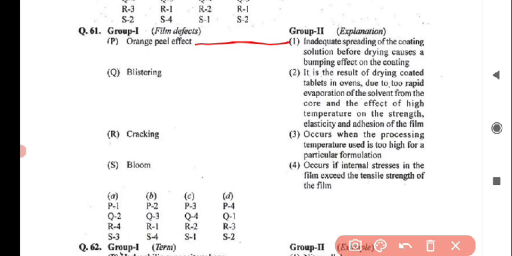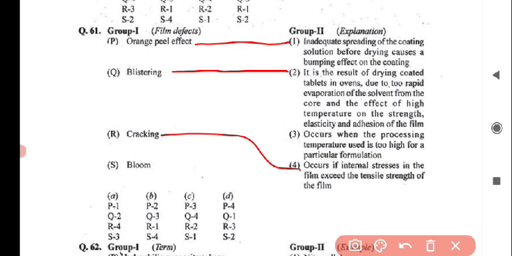For the second option, that is blistering, the correct answer is option number 2, that is it is the result of drying coated tablets in ovens due to too rapid evaporation of the solvent from the core and the effect of high temperature on the strength, elasticity and adhesion of the film. The next film defect is cracking, and the correct answer for this is option number 4, that is it occurs if internal stress in the film exceeds the tensile strength of the film.